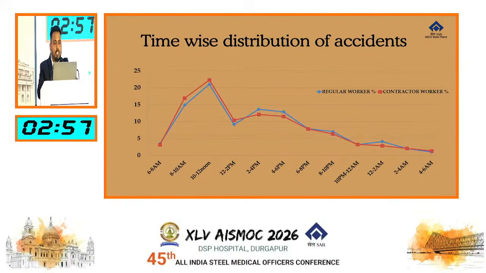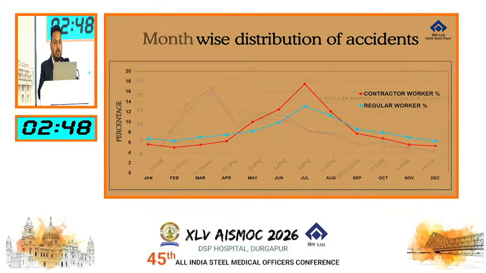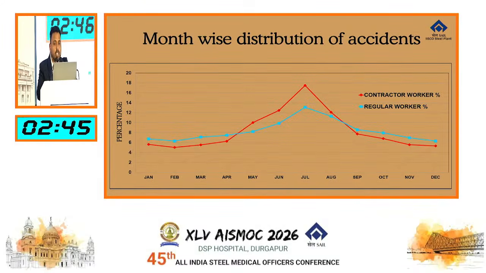Here's the time-wise distribution of accidents. These sorts of accidents were found to be most common between 8 a.m. to 12 p.m. and again between 3 p.m. to 6 p.m. Coming to the month-wise distribution of accidents, these were found to be more common between the months of May to August.